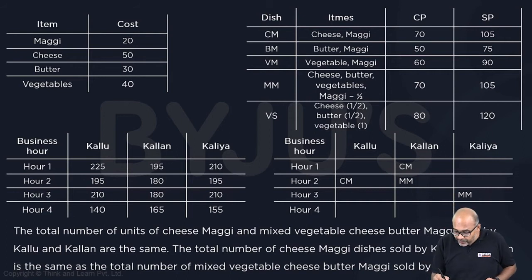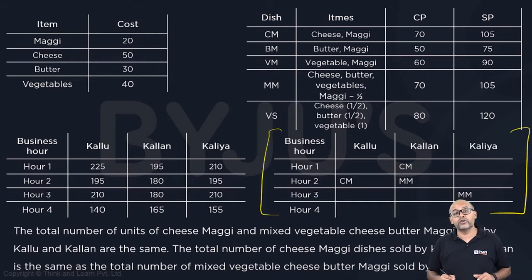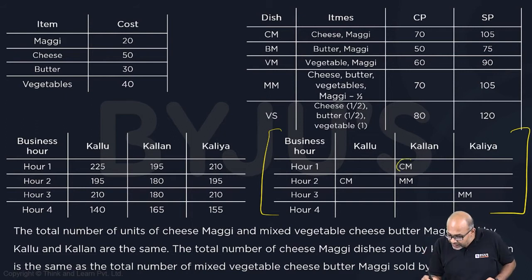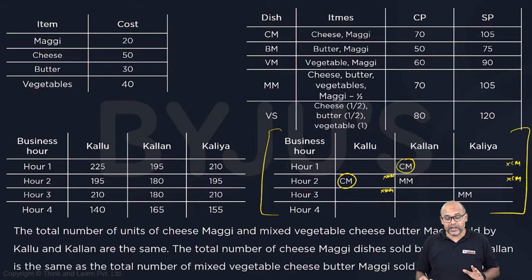Yes, so the other information is, this is the most important table that you need to make, because here we're going to look at who is selling what. It is mentioned that Kallan and Kallu sold cheese Maggi in the first hour and second hour respectively, and nobody else is selling it, which means Kalia is not selling cheese Maggi in the first 2 hours. Remember, there is no cheese Maggi here, there is no cheese Maggi here. Similarly, mixed veg Maggi was sold only by Kallan and Kalia, which means there is none here and none here in the second and third hours. This has to be kept very, very clearly in mind.